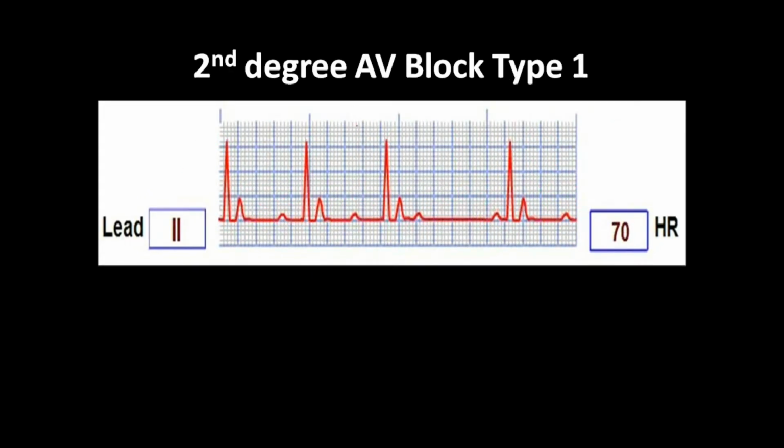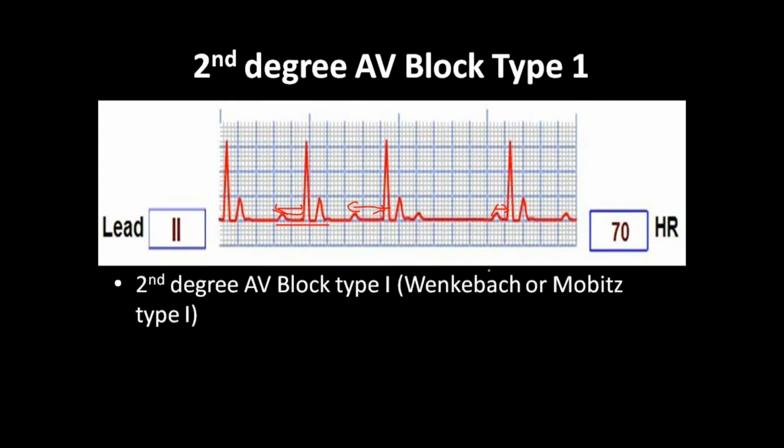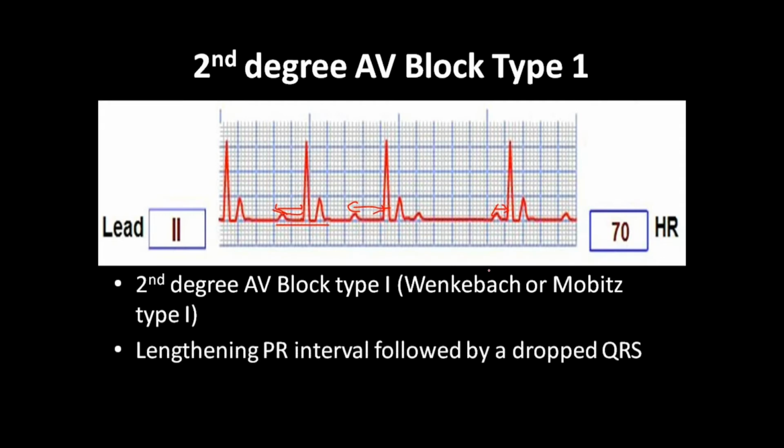Next, we have a second degree AV block type 1, also called Mobitz type 1. Okay, here we have a P wave, QRS complex, and a T wave. And a P wave, QRS complex, and this is a PR interval. Here you can see the PR interval is getting a bit lengthier than the previous PR interval, and here it is shorter than the previous one. Okay, so it is Mobitz type 1 or Wenckebach's type 1.